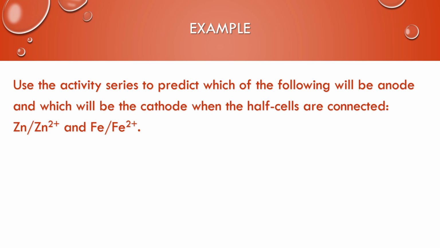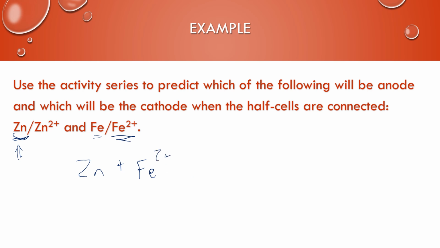It says to predict which of the following will be the anode and which will be the cathode when the half cells are connected. We've got zinc and then iron. If I were to use an activity series, I would see that zinc metal is slightly more reactive than iron. So that means the zinc is more likely to displace the iron ions in whatever salt. Remember that we always list it as just the ions, but there's some kind of salt going on there. Maybe it's iron chloride or iron nitrate.